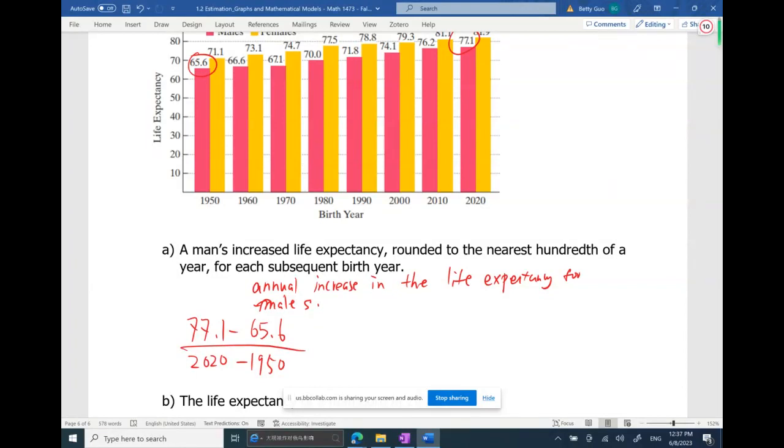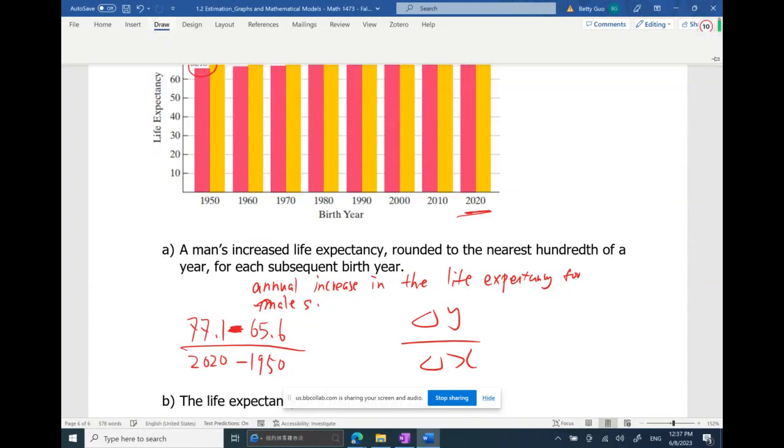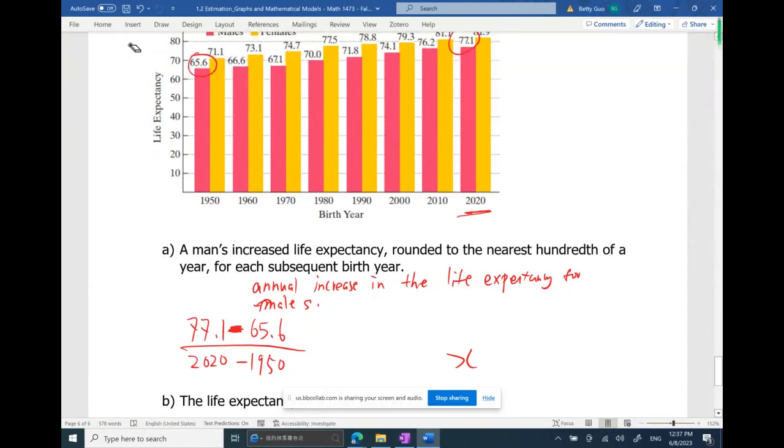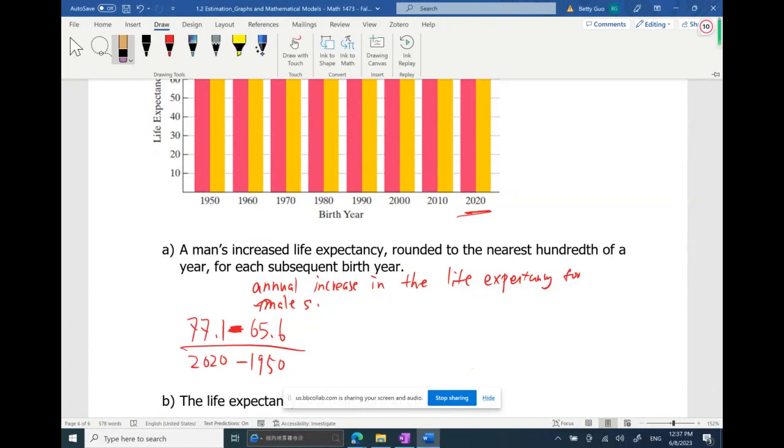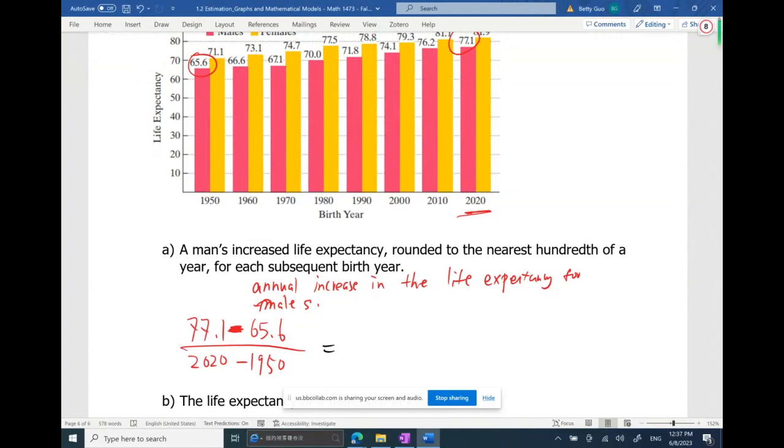So from 1950 to 2020 is an increasing trend. So we use the life expectancy in 2020 minus life expectancy in 1950, and divide the difference by the number of years from 1950 to 2020. So this actually is delta y over delta x. If you are interested to know, it is a very important concept in calculus or algebra. Let's do the calculation. Let's get a calculator.